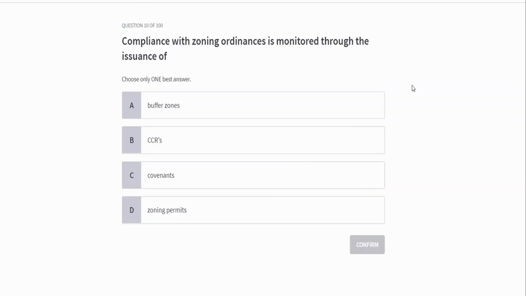Alrighty, next one, question number 10. All right, we're already 10 down. All right, so the compliance with zoning ordinances is monitored through the insurance of what? And it gives us four options. Is it A, buffer zones, B, CCRs, C, covenants, or D, zoning permits? So like usual, here's some time for you guys to read it over, come up with your answer, and figure it out.